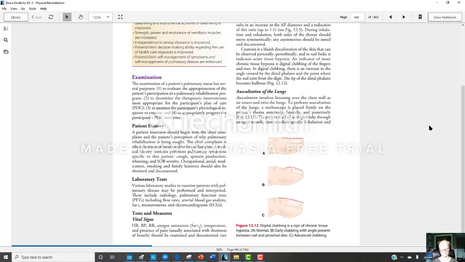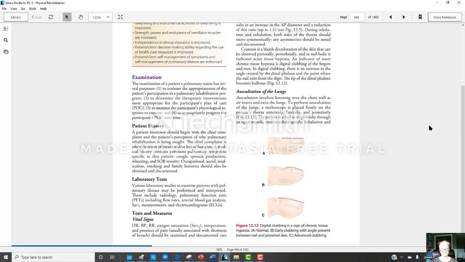Laboratory tests. Various laboratory studies to examine patients with pulmonary disease may be performed and interpreted. These include radiology, pulmonary function tests, PFTs, including flow rates, arterial blood gas analysis, SaO2 measurements, and electrocardiograms, ECGs.